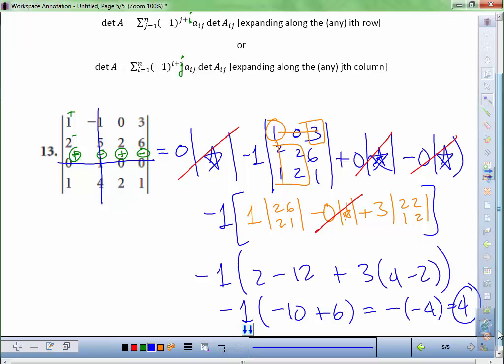Question? Did I do it right? Feel like I should put it in Mathematica just to check, make sure I got it right. It's right? Okay, good. All right.